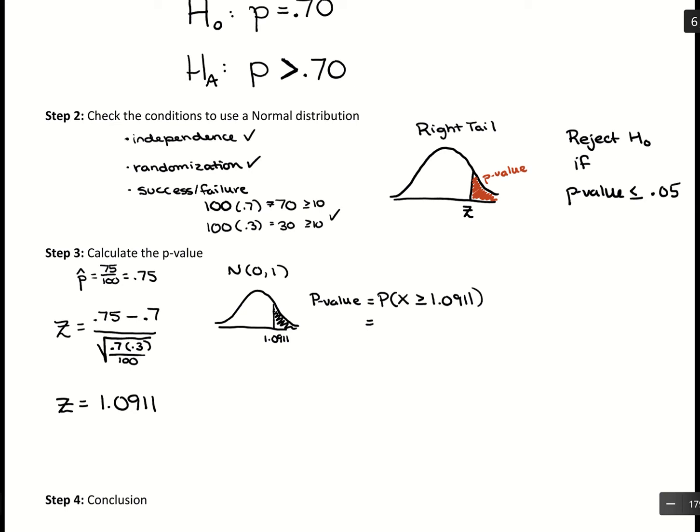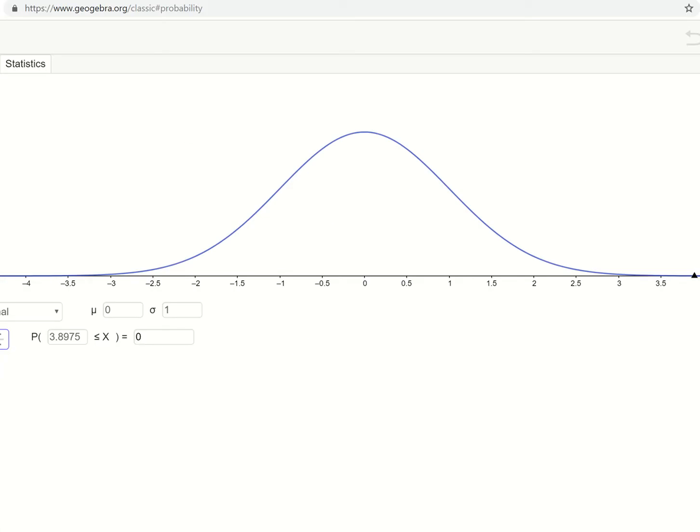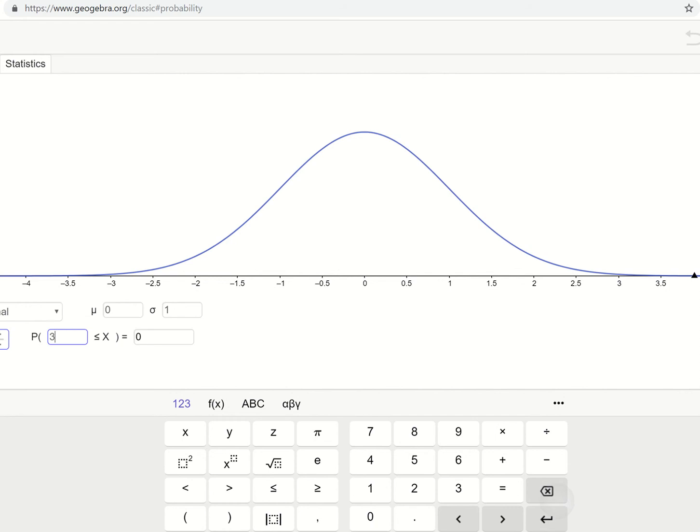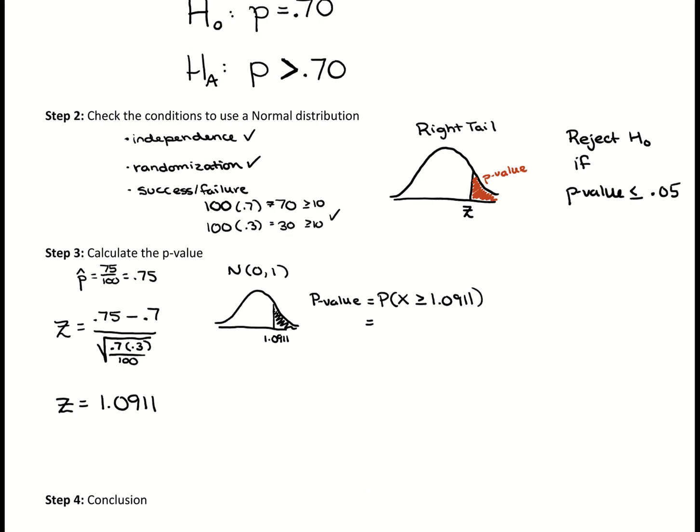So in Geogebra, we want to find area to the right, and we want this cutoff for the area to be 1.0911, which is going to give us an area of 0.1376. And that is our p-value, the area to the right of the test statistic.